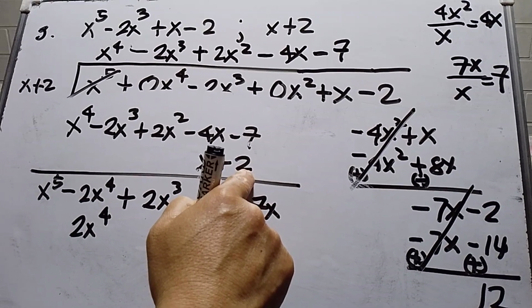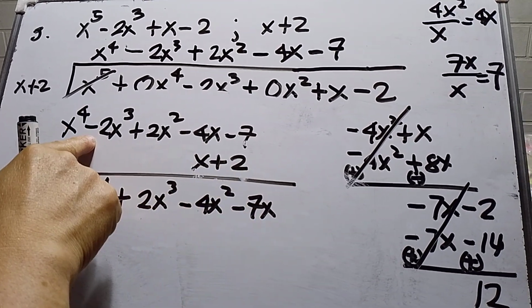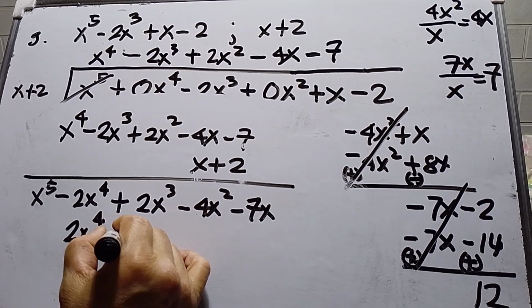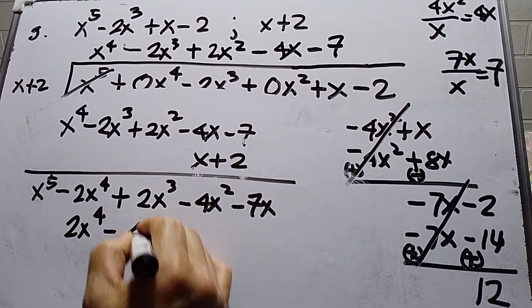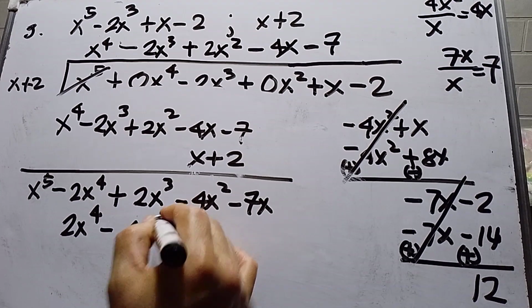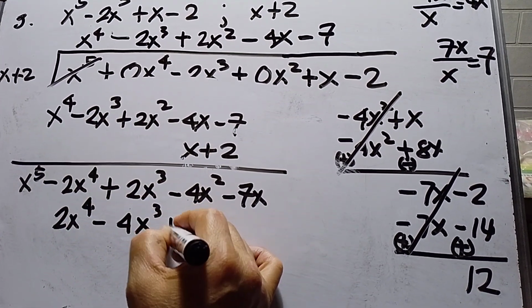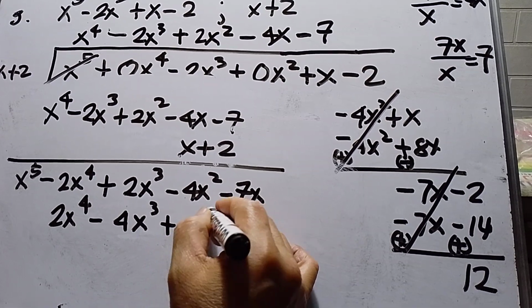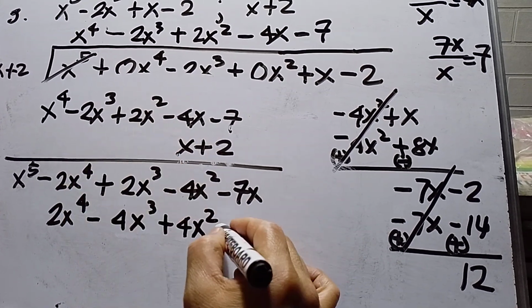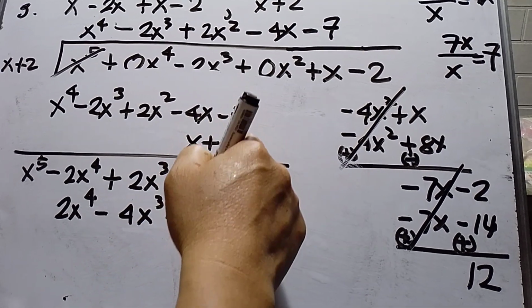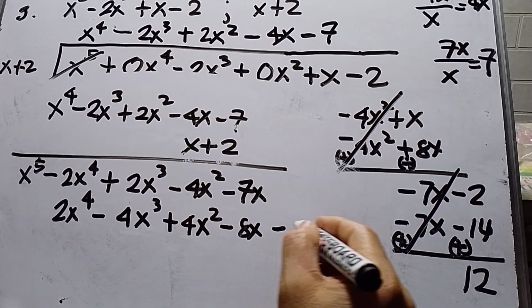Then 2 times negative 2x cubed will be negative 4x cubed. Then this one, 2 times 2, will be positive 4x squared. Negative 8x. And then the last will be negative 7 times 2, that will be minus 14.